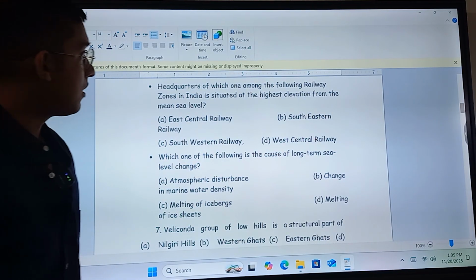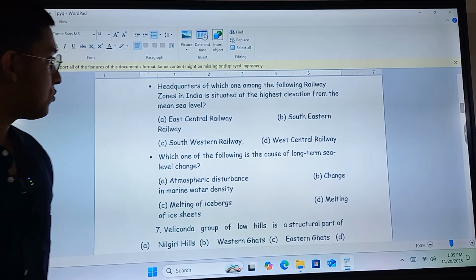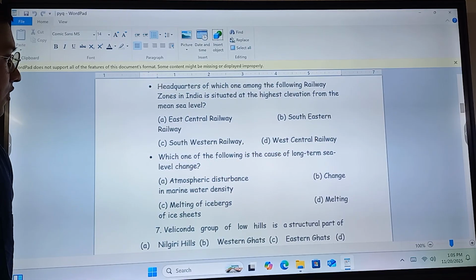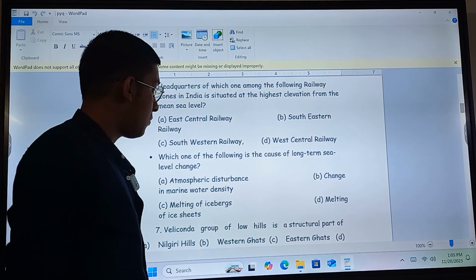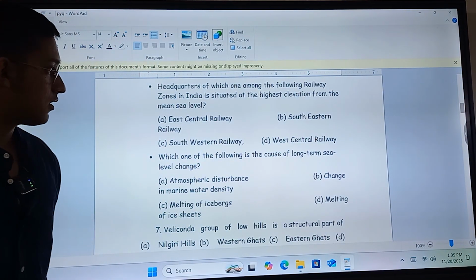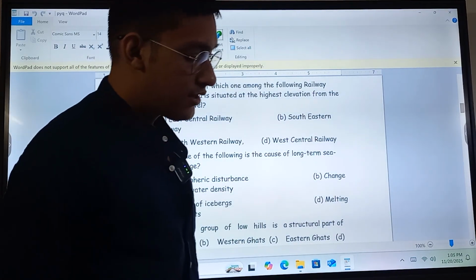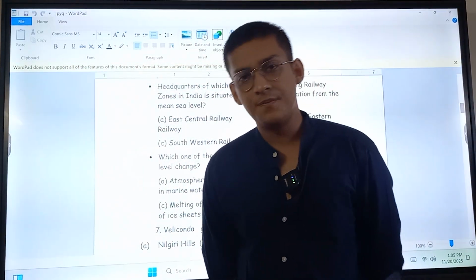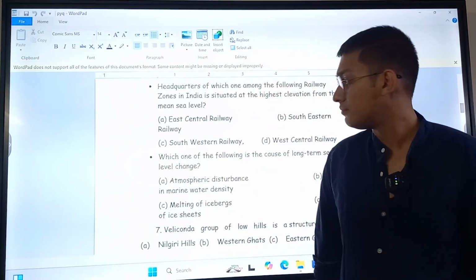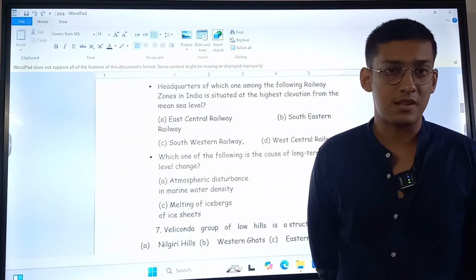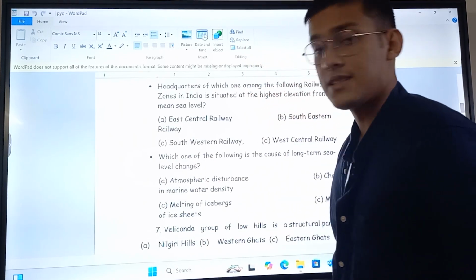Now the next question. Headquarter of which one among the following railway zones in India is situated at the highest elevation from the mean sea level? Is it East Central Railway, Southeastern, Southwestern, or West Central? So once you read the railways and the headquarters, this is a very easy question to tackle. The answer will be Southwestern Railway. It is Hubli.